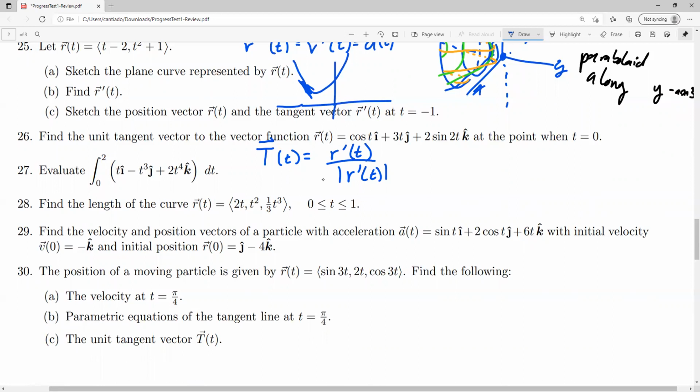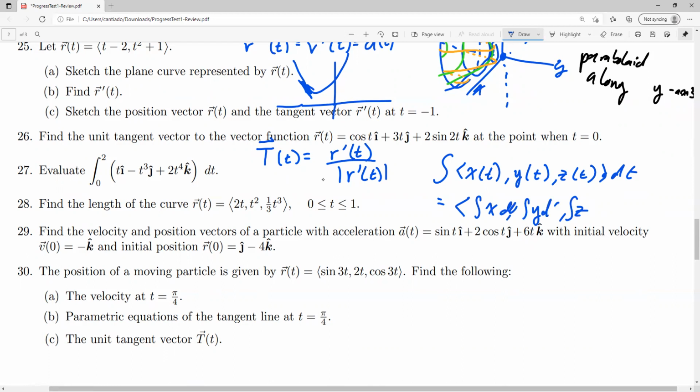Integrals of vectors, same deal. If you're ever taking an integral of a vector function in terms of t, all it is, it's the integral of each individual part, right? So it's the integral of x, the integral of y, the integral of z, all in terms of dt, right? And then in this case, it's a definite integral because you have bounds. So you'll go ahead and integrate to the bounds.